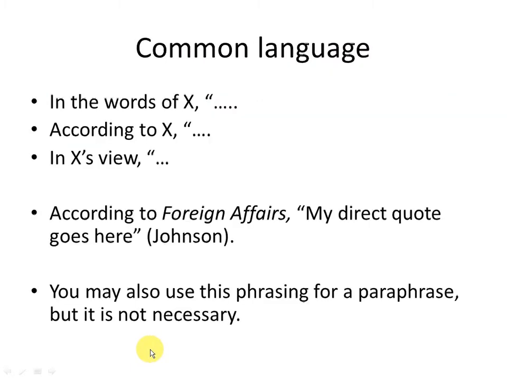You could say things like, in the words of so-and-so, and then have your direct quote. Or according to so-and-so, I just have an X here, and then have your direct quote. In so-and-so's view, or for example, according to Foreign Affairs, and then have your direct quote. Foreign Affairs would be a magazine, so that'd be a journal article. Of course, you can also use this phrasing for a paraphrase too.